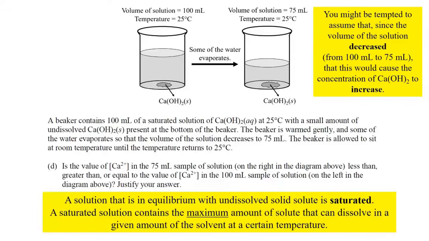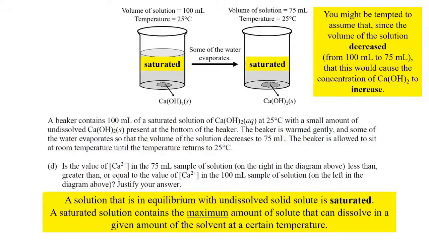So let me go ahead and define this for you. A solution that is in equilibrium with undissolved solid solute is saturated. A saturated solution contains the maximum amount of solute that can dissolve in a given amount of the solvent at a certain temperature. So the solution on the left with a volume of 100 milliliters is saturated. And again, you can see a little bit of undissolved solid at the bottom of the beaker. But the solution on the right is still saturated. So it's not possible to increase the concentration of the solution. If it's already saturated before, it's still saturated afterwards.